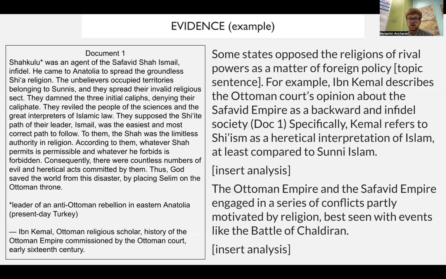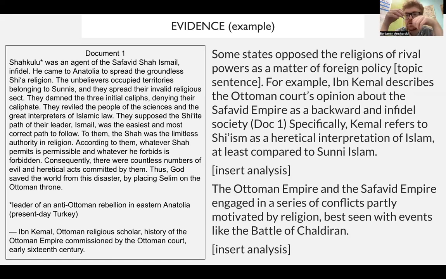All right. So this is a way to describe evidence right here. Some states oppose religions of rival powers as a matter of foreign policy. That's going to be your topic sentence right there. For example, Ibn Kamal describes the Ottoman court's opinions about the Safavid Empire as a backward and infidel society. Specifically, Kamal refers to Shiaism as a heretical interpretation of Islam.